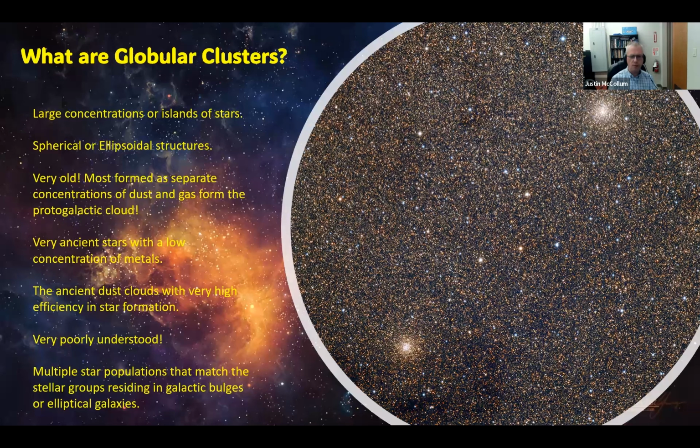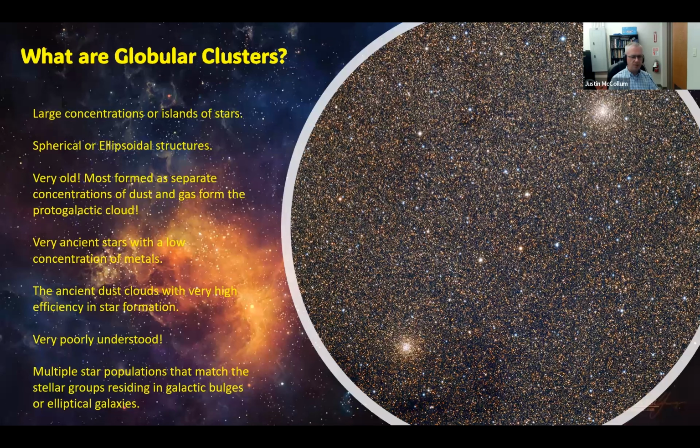How do they differ from open star clusters, where you're going to have a lot more of them? They're going to be closer together. They're more bound together by gravity, and they were formed together, just like open star clusters, but very early in the universe while the galaxy was forming. Most globular clusters have a spherical shape. There are some elliptical structures to globular clusters, but they're very rare. They're very old. Most of them were formed around the time that the Milky Way galaxy was forming.